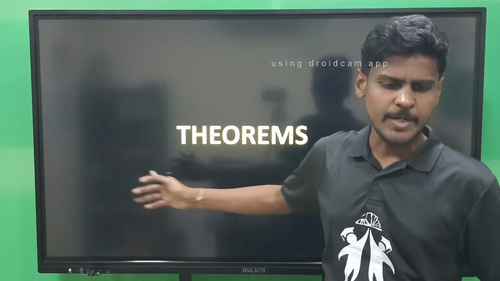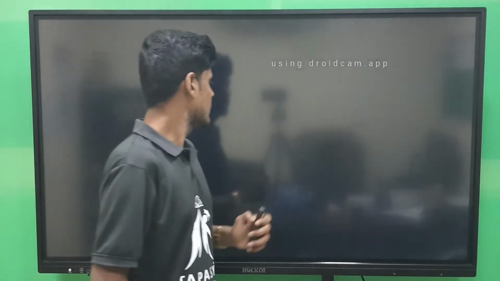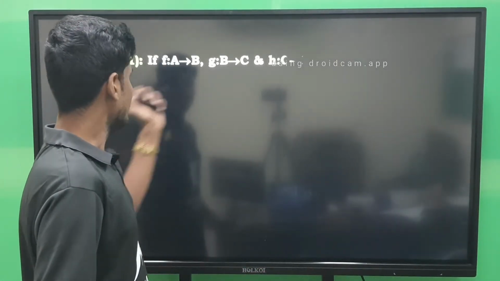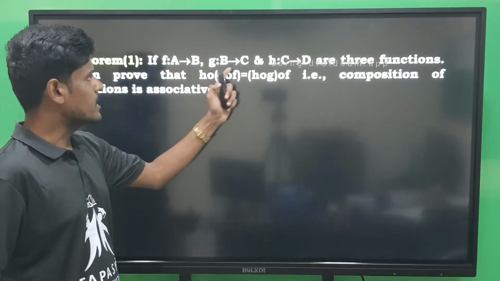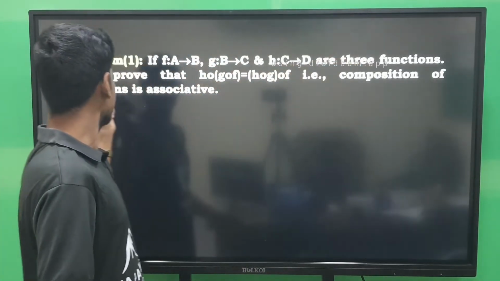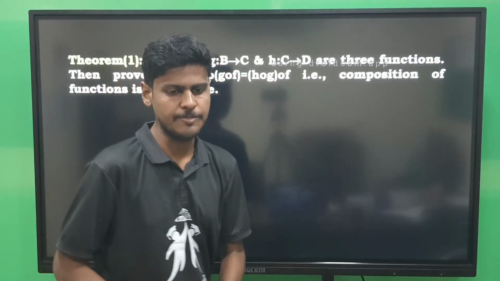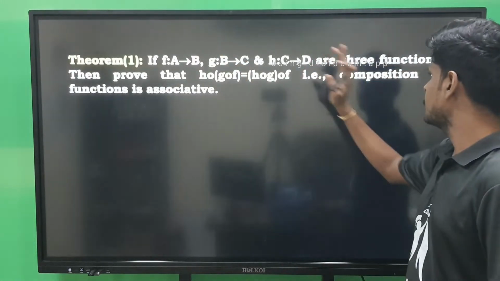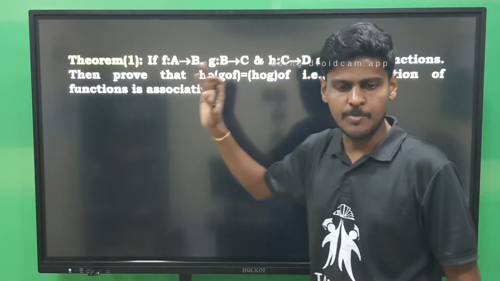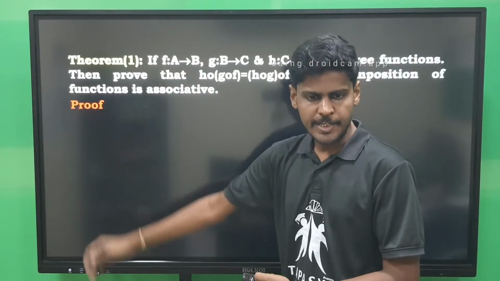Theorems. We have already discussed the properties. There are nearly 7-8 properties we will discuss, and we are going to see the proofs for those this time. Okay, theorem 1. If f and g are two functions and h is another function, three functions, then prove that h∘(g∘f) = (h∘g)∘f. That means it is nothing but the associative property. We need to prove the associative property of composition of functions. We will see the proof here.